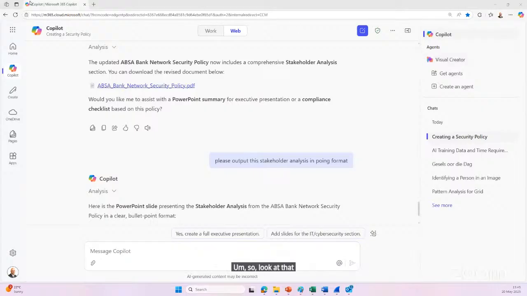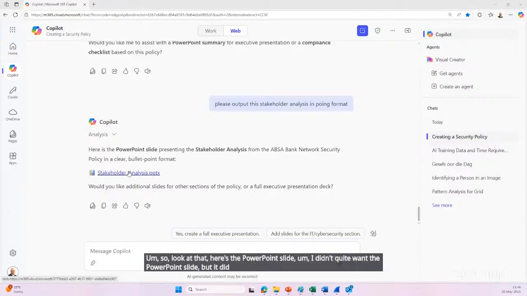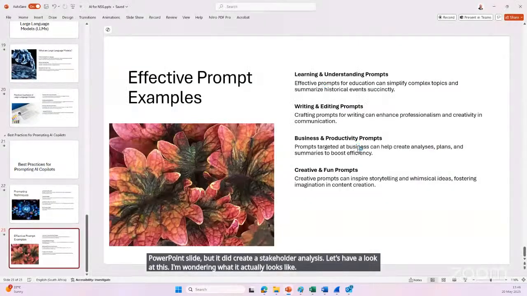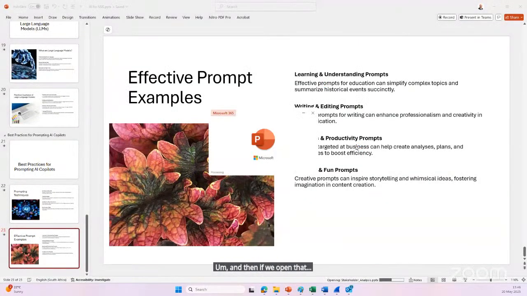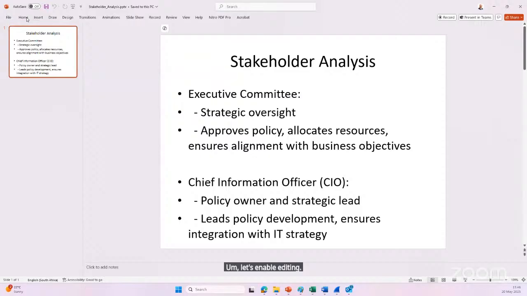Right. So look at that. Here's the PowerPoint slide. I didn't quite want the PowerPoint slide, but it did create a stakeholder analysis. Let's have a look at this. I'm wondering what it actually looks like. And then if we open that, okay, that's not particularly useful. Let's enable editing, and let's go ahead and ask Copilot.